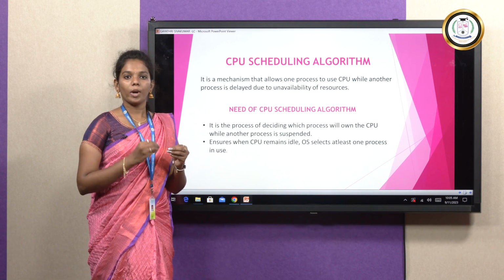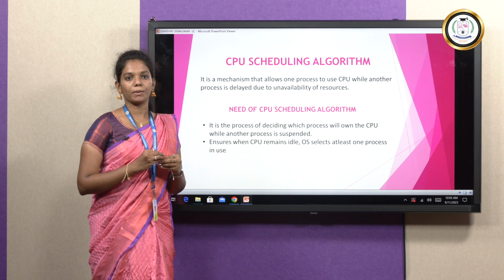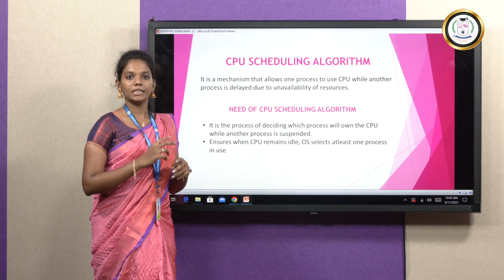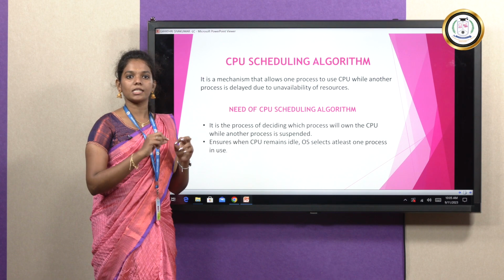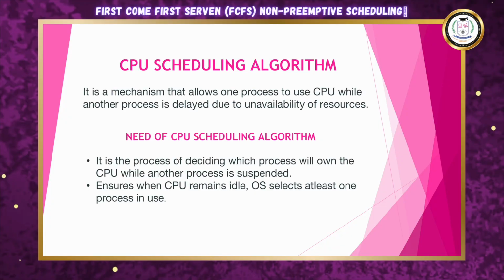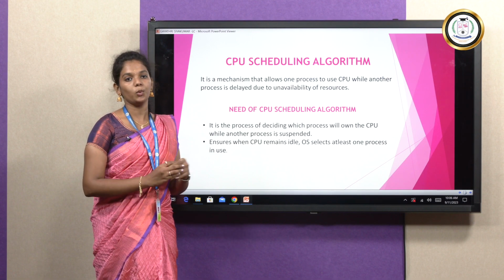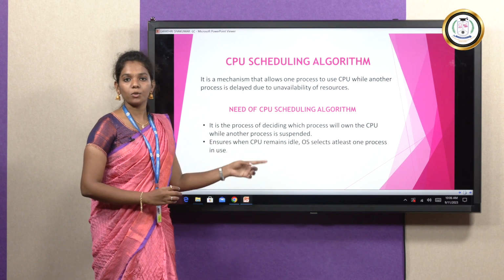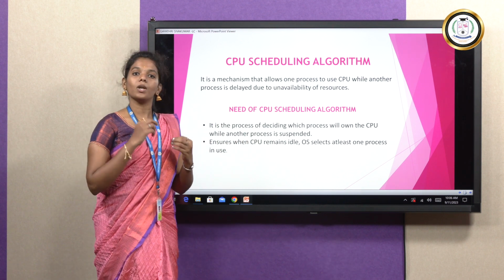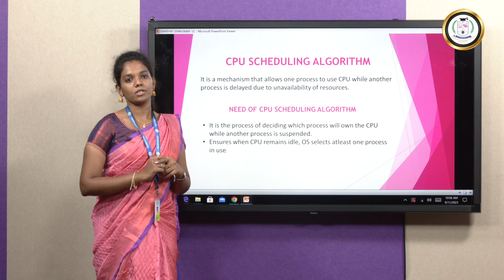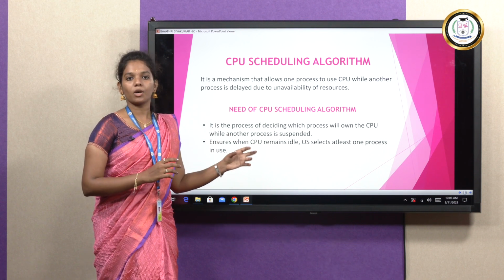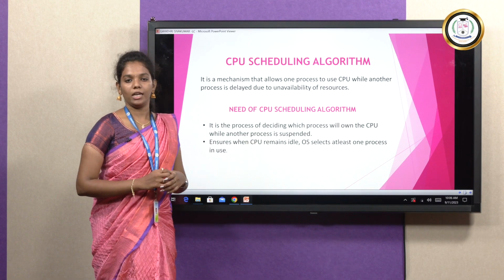The first need is, when a process is getting into the CPU, the process must wait till it completes, only then can the next process get into that CPU. And in case none of the processes is getting into the CPU for execution, that is, the CPU remains idle, the OS will automatically select at least one process for execution. This is the need of the CPU scheduling algorithm.